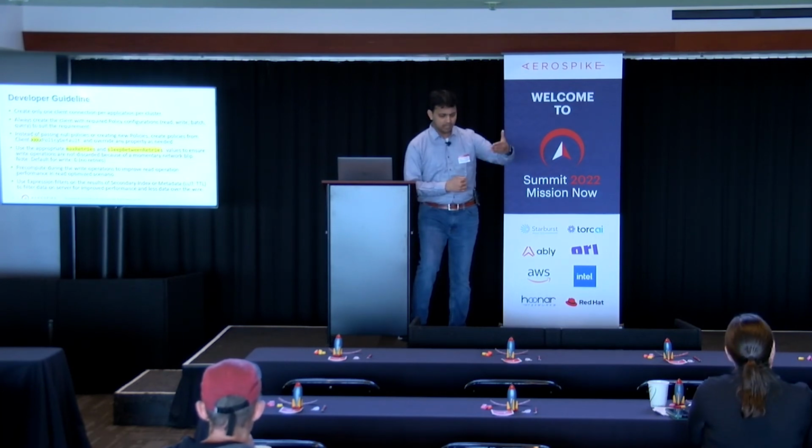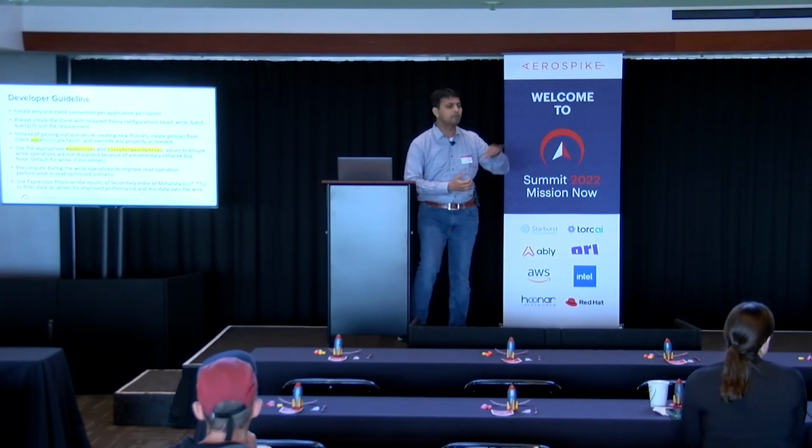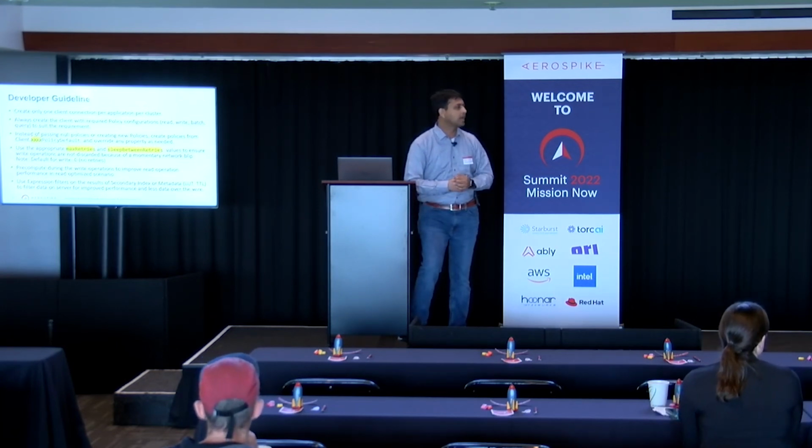So again, it was a huge list. I have to just compress it into one slide and choose my top 4 or 5 items. What am I going to use as a developer to get the best features out of Aerospike?